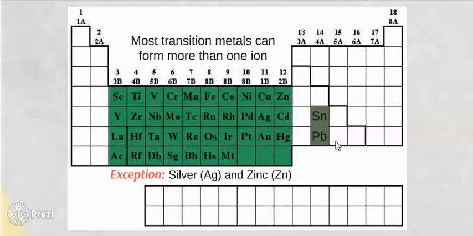Now there is an exception to this rule, and that's silver and zinc only form one ion each. Silver, Ag right here, can only form a +1 ion. Zinc can only form a +2 ion. So depending on the charge of these transition metals, that's going to change the name that we have.